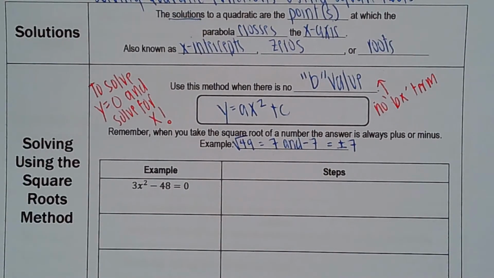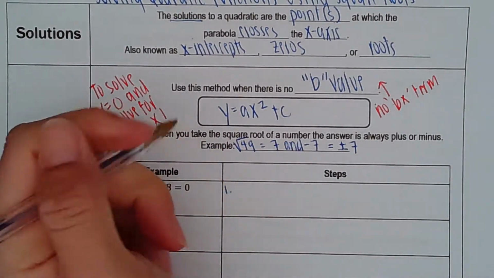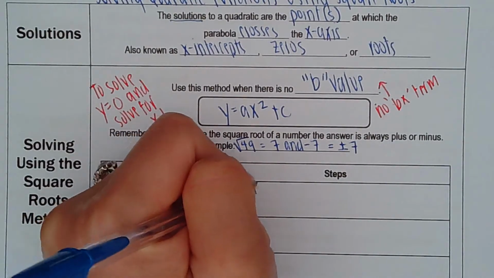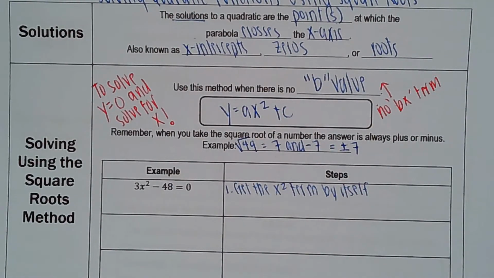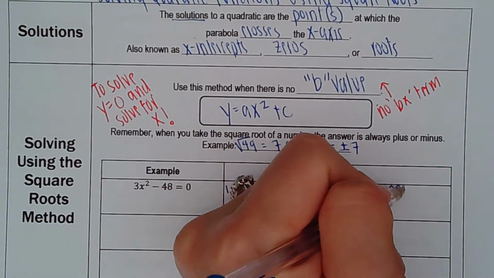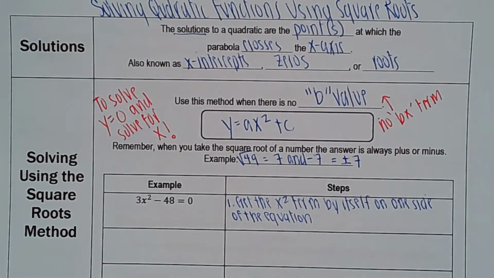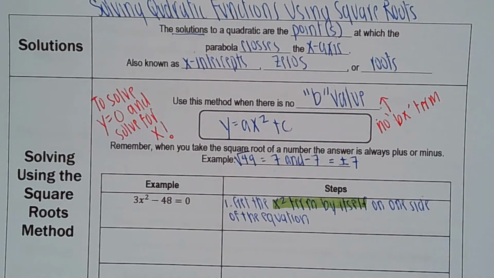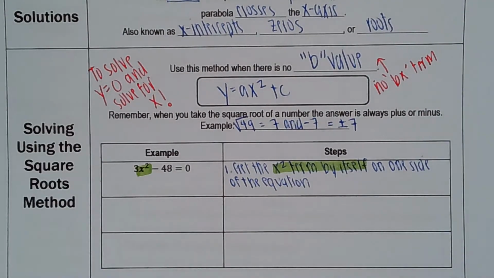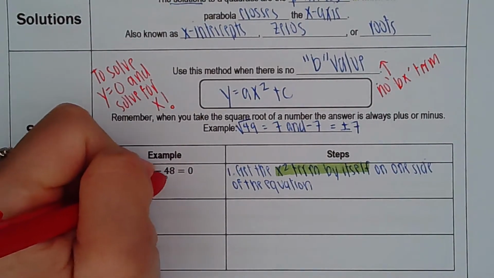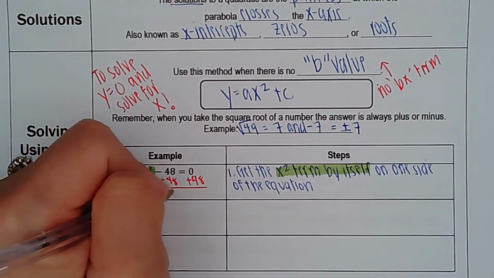So the first thing that we want to do when we're solving using square roots is we look and see, oh, there's no bx term, so we can use the square root method. Number one, get the x squared term by itself on one side of the equation. I'm going to start doing that in this first one. So here's my x squared. I want to get it by itself. So I see that there's a -48, which means I'm going to add 48 and add 48 to get it by itself. And I'm going to end up with 3x squared equals 48.